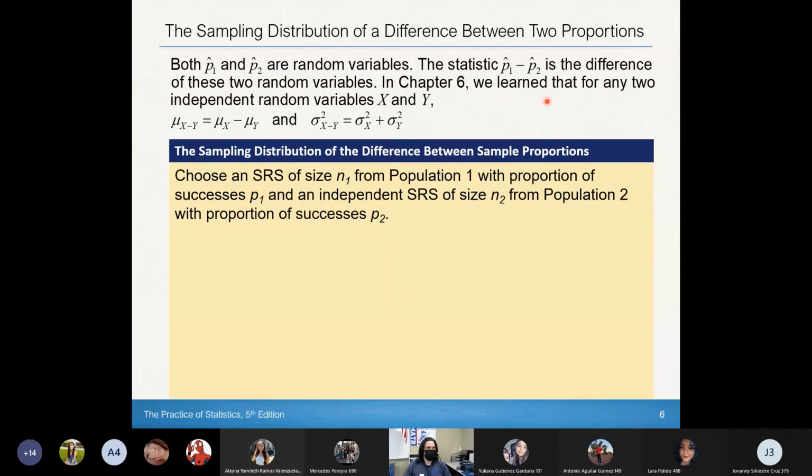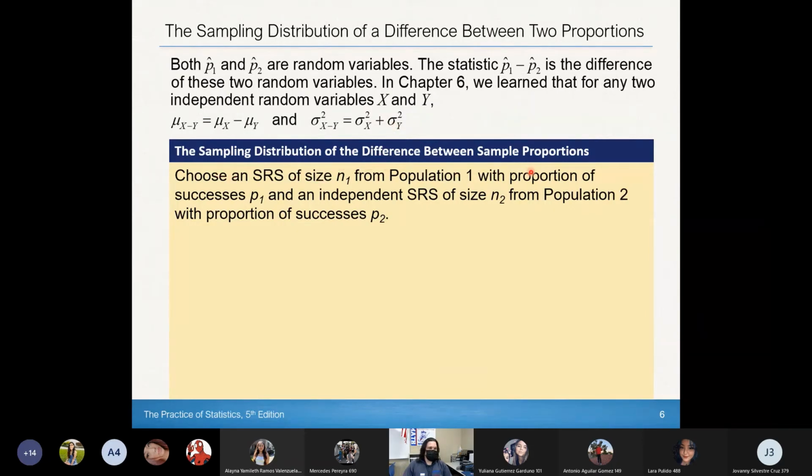In chapter 6, we learned that for any two independent random variables, x and y, the mean of x minus y equals the mean of x minus the mean of y, and the variance, notice this is variance, of x minus y is equal to the variance of x plus the variance of y.